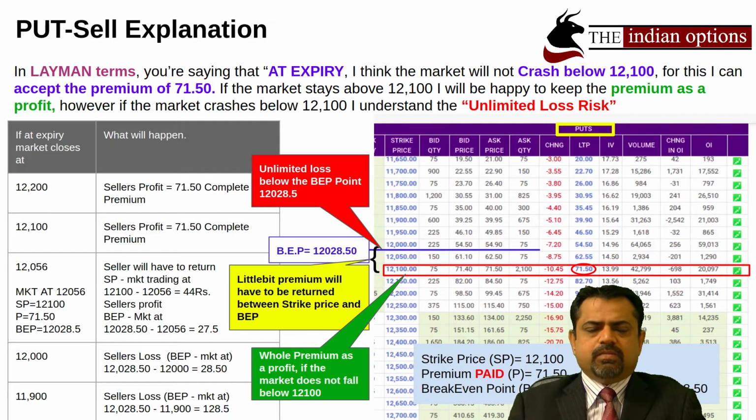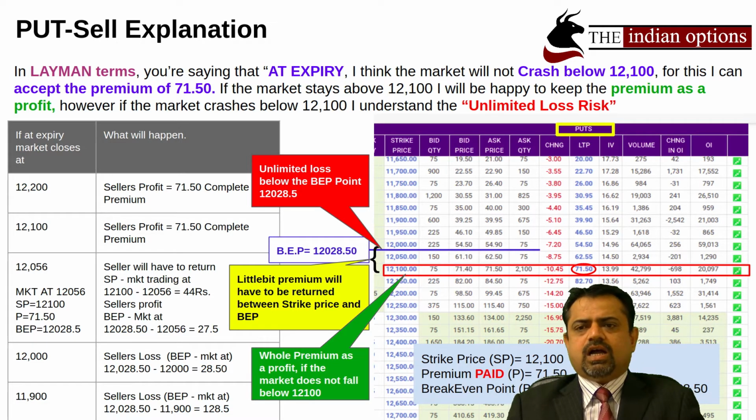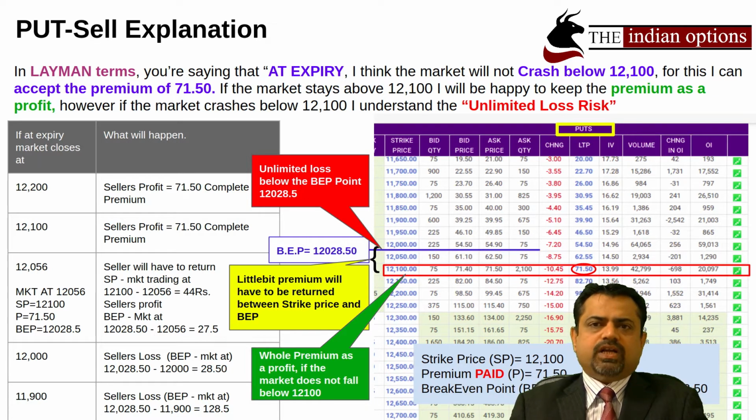Now this is a little busy slide, and you'll have to spend some time on this. Here I have taken the example of the Jan 30 call option chain, and this is the put side of that option chain, as you can see. For demonstration purposes, I've selected the strike price of 12,100, and the premium for this is 71 rupees 50 paise.